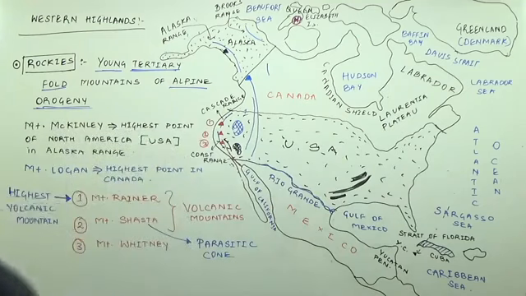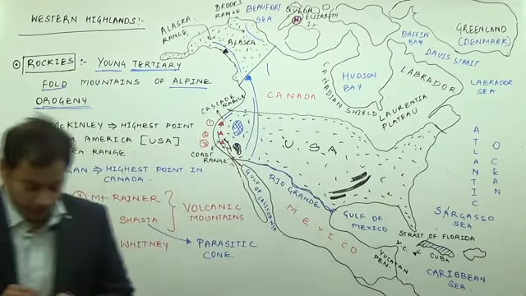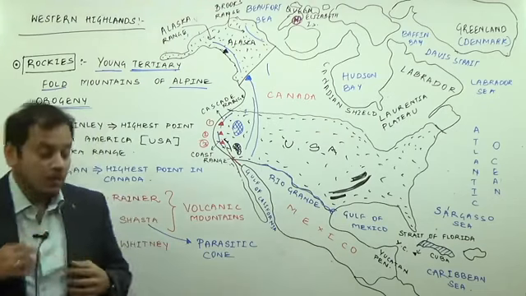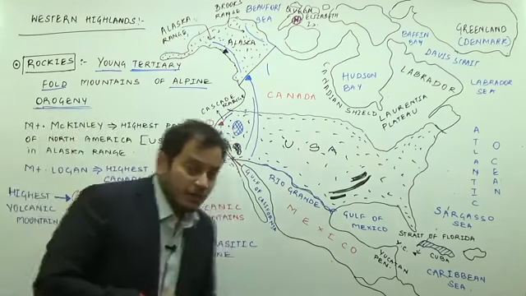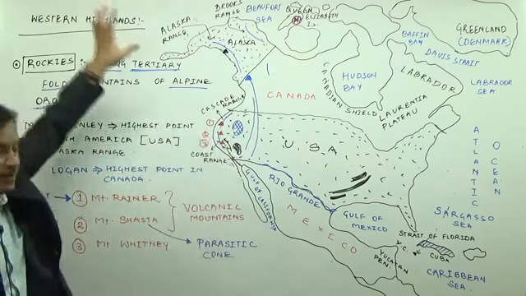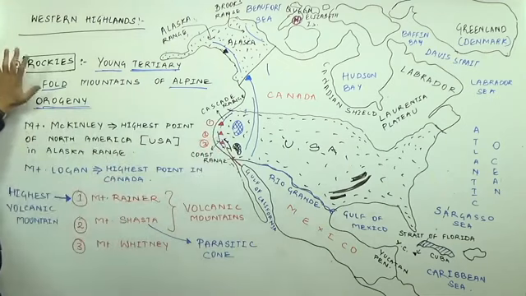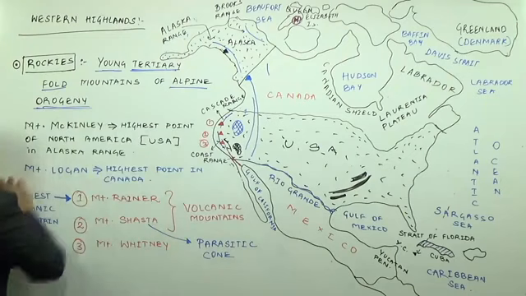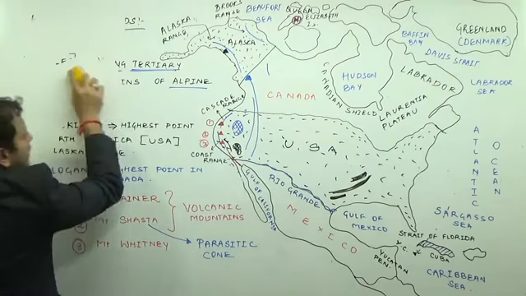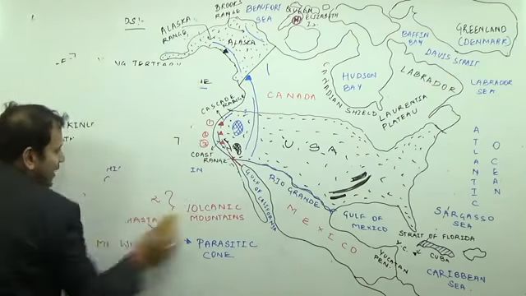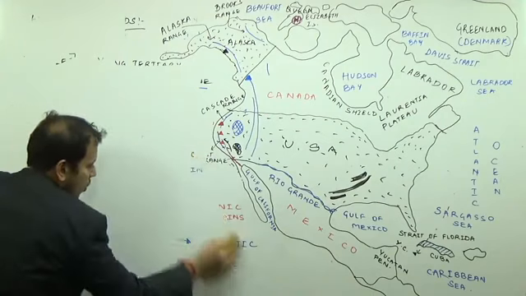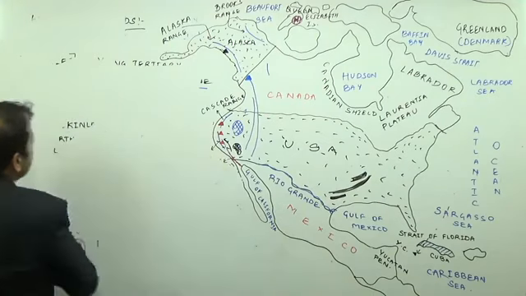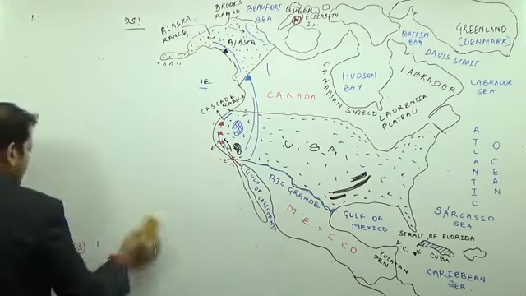I hope that you all are clear with what we have done in the previous lecture, that we have studied the physical feature of the Western Highlands and the Rocky Mountain system. Now let us come to the other parts which are again important. As I tell you time and again, you just have to focus only on the superficial parts.